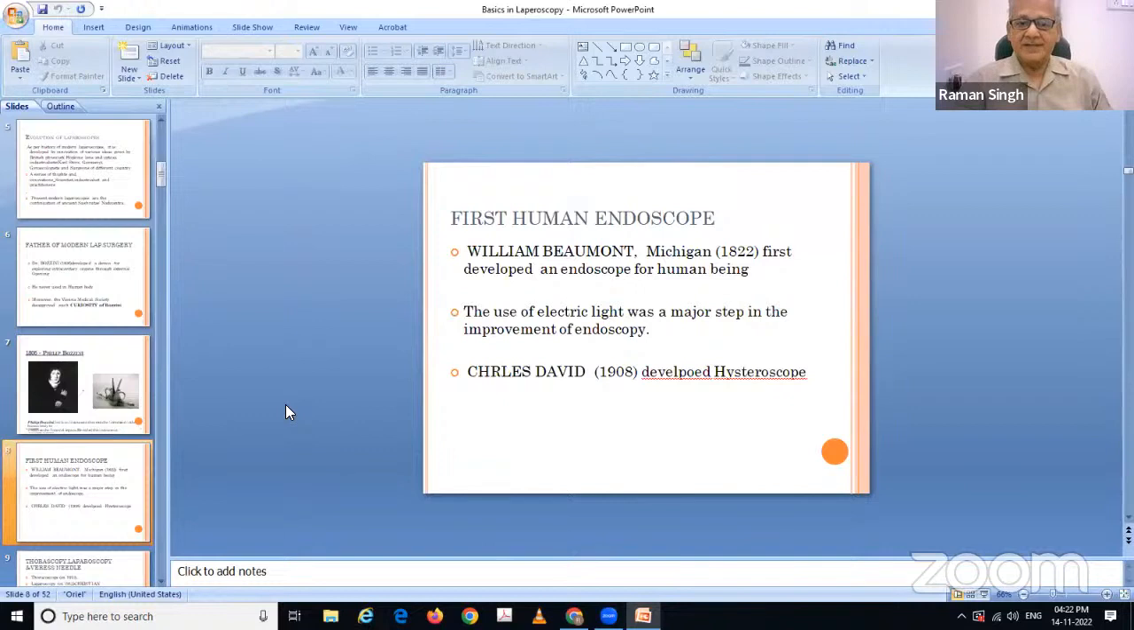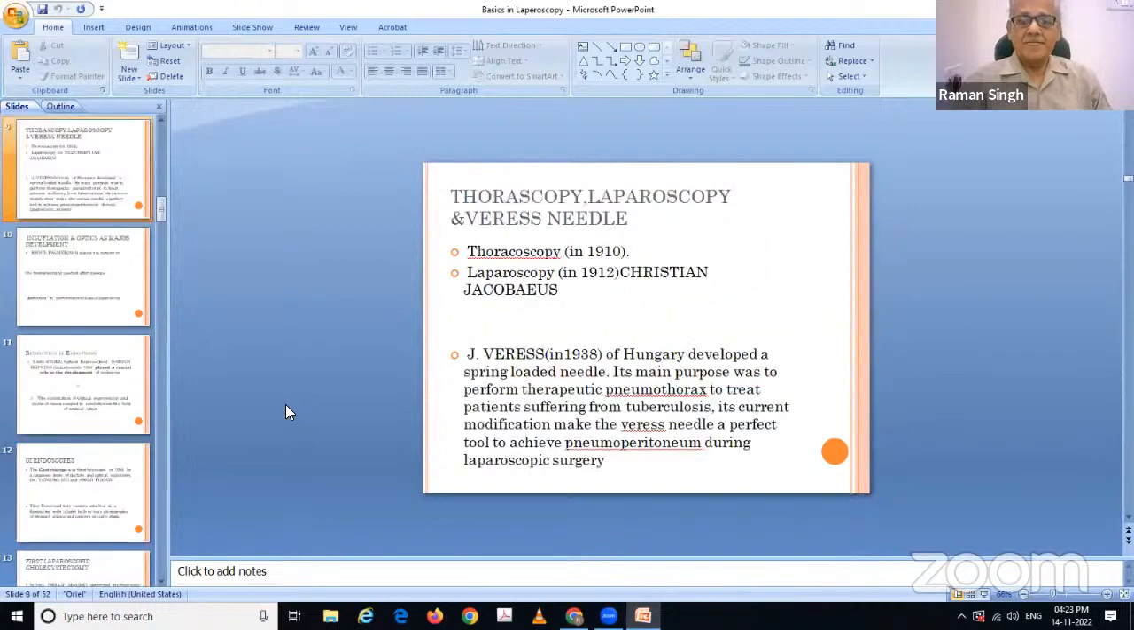The use of electrical light was a major step in the improvement of endoscopy. David in 1998 developed the cystoscope. Now see, gradually the scientists are developing various types of instruments, and in 1910 the first thoracoscopy was done, and laparoscopy was done in 1902 by Christian Jacobius.